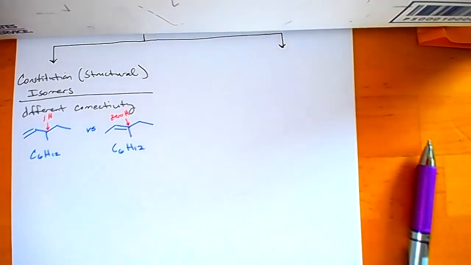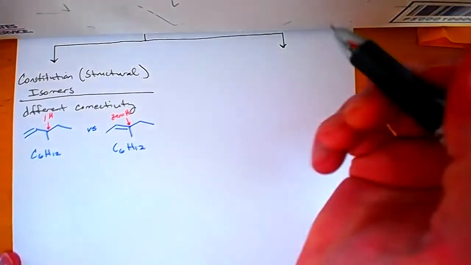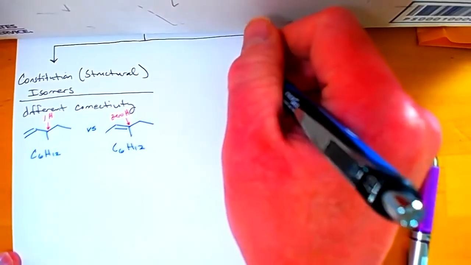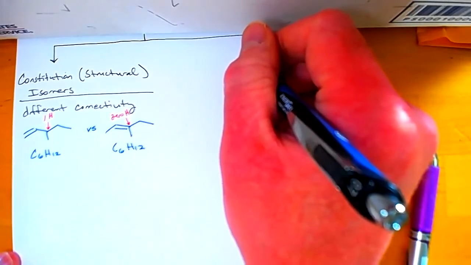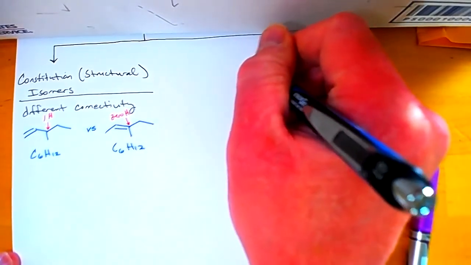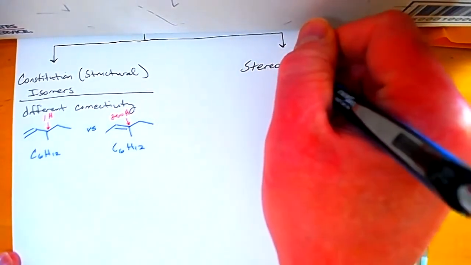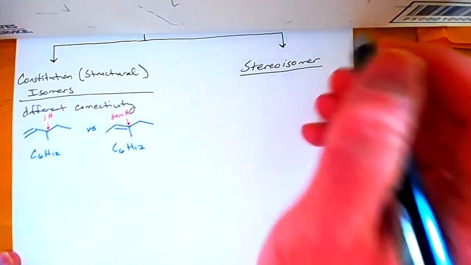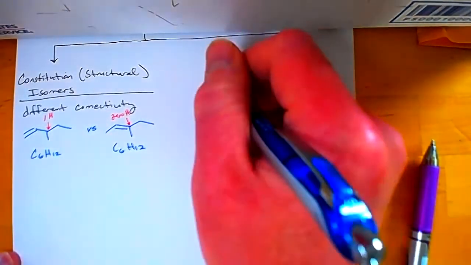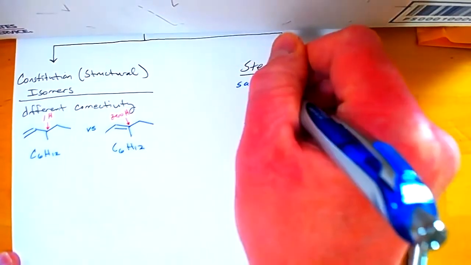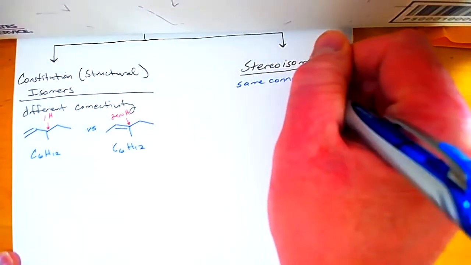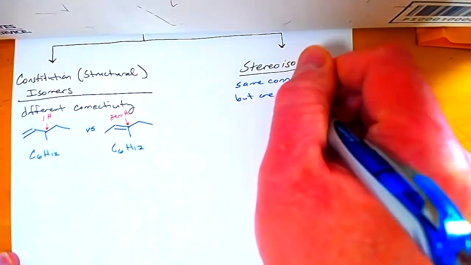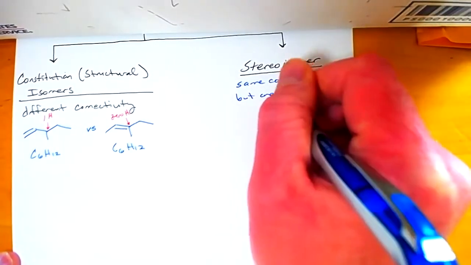All right. Now, if, however, the molecules are put together in the same manner, well, then they fall into the other category, which is what is known as a stereoisomer, which is where we get the theme of this chapter from, meaning they have a shared commonality. And that is, they have the same connectivity, but are different. Now, keep the word different in your mind.